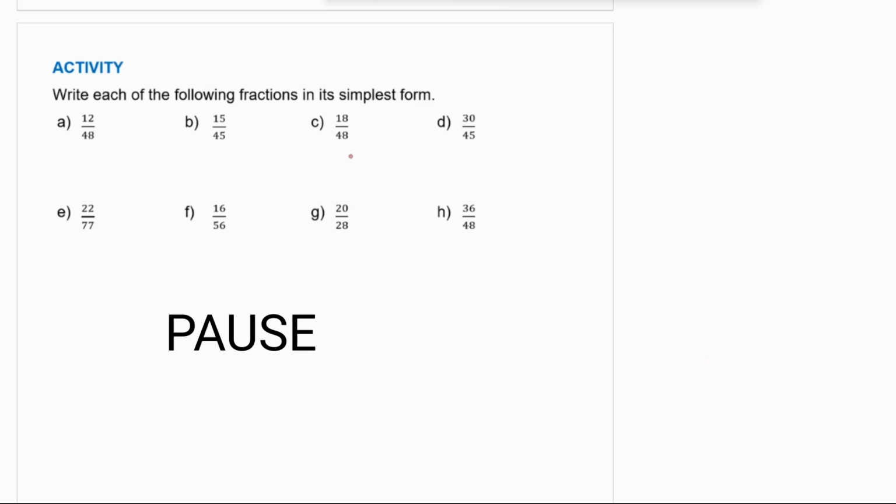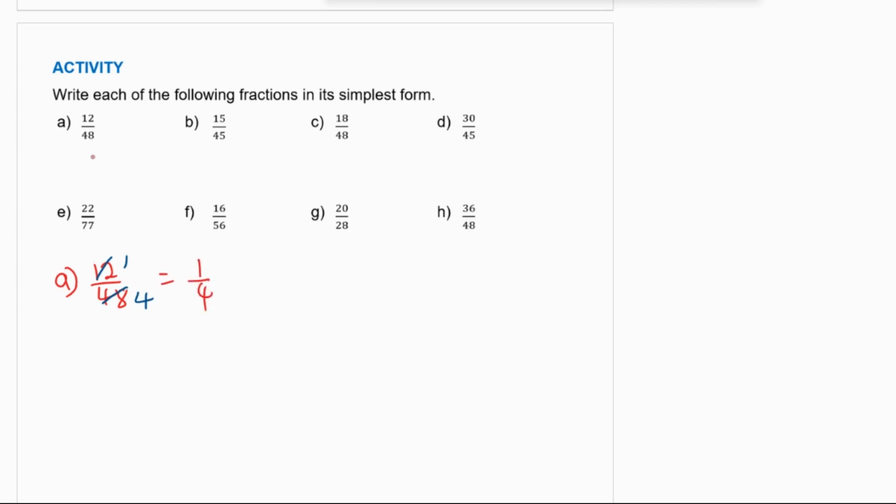Alright, you may pause the video here and do these 8 questions. And then 12 over 48, we can say 12 over 48. The highest common factor between 12 and 48 is 12. So you can say 12 into 12 is 1, and then 12 into 48 is 4. So the answer is equal to 1 over 4.